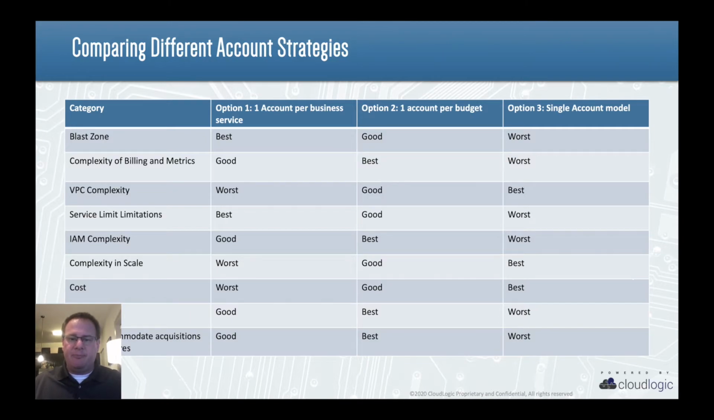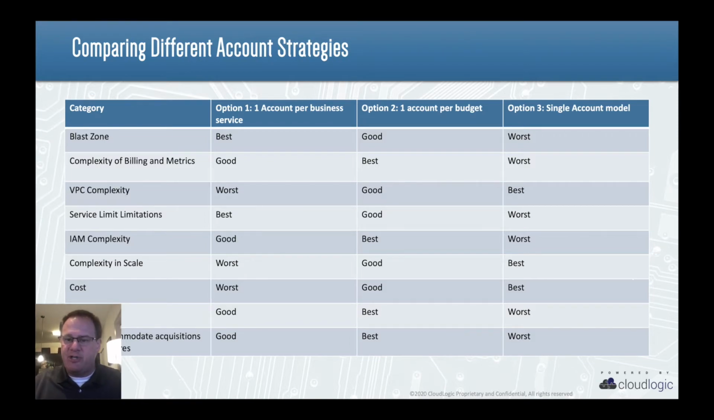However, in terms of cost, the single account model tends to have the lowest cost for transport fees. But with inter-availability zone fees, the difference is not as significant versus the one account per budget. And yet I can get a tremendously smaller blast zone. For more information on blast zones, be sure to review AWS account do's and don'ts in a previous video. Remember, both inter-AZ and inter-VPC transport are 1 cent a gig.